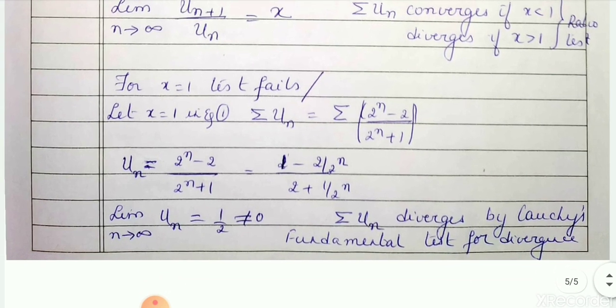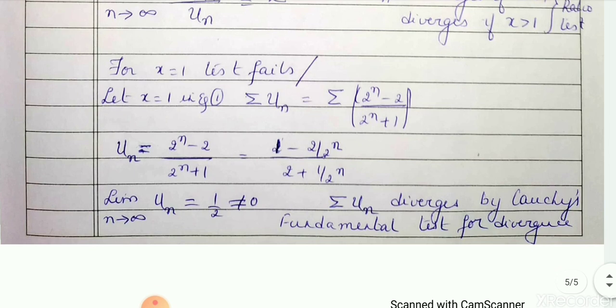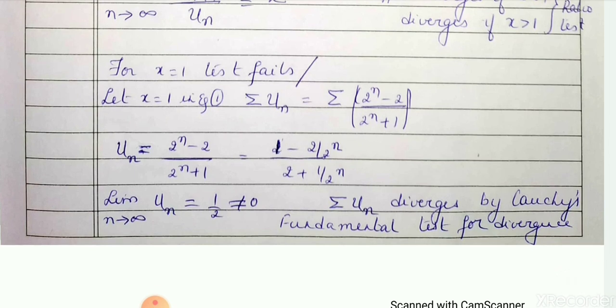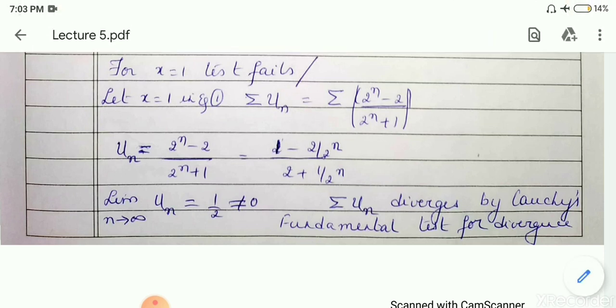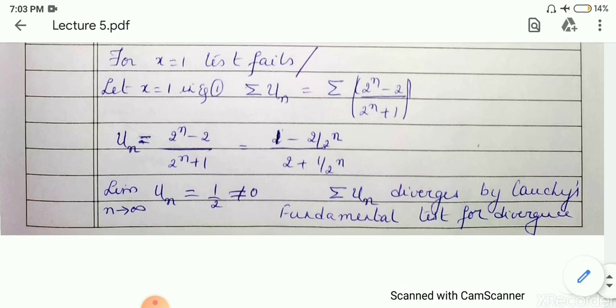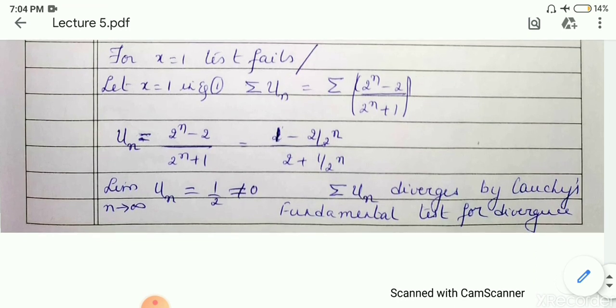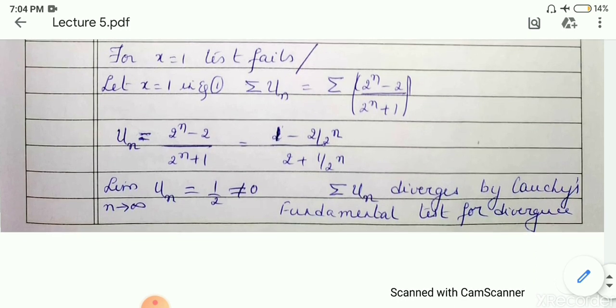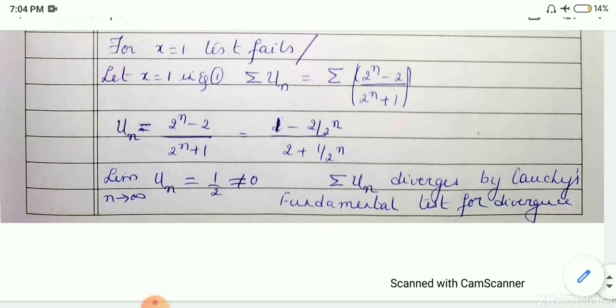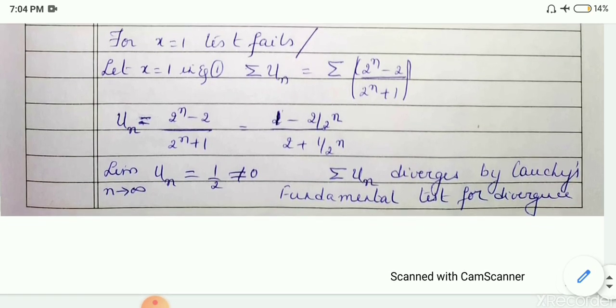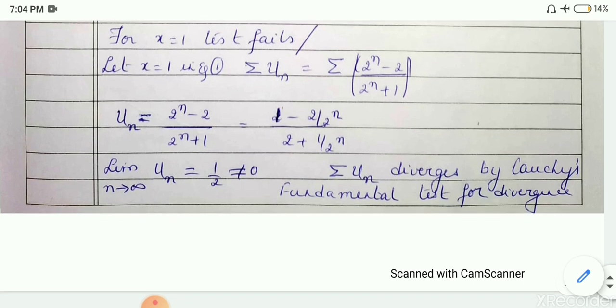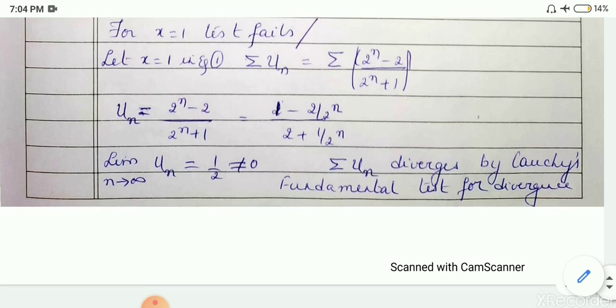So we are going to take x equal to 1 again in equation 1. So our sigma un will be equal to 2 raised to n minus 2 divided by 2 raised to n plus 1. Now we have to check whether you can go for the simple test. That means try to choose Vn. Now when we simplify un, you find it is equal to 1 minus 2 divided by 2 raised to n, divided by 2 plus 1 by 2 raised to n. And here you can see we are not able to choose any Vn.